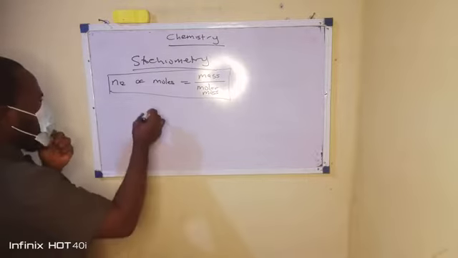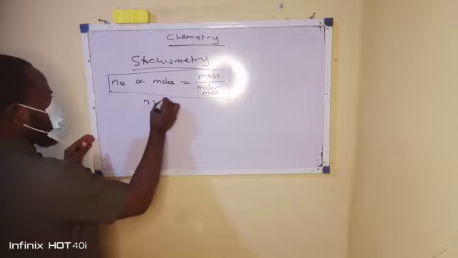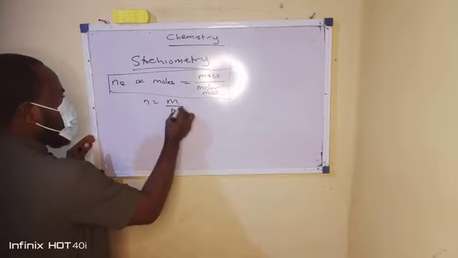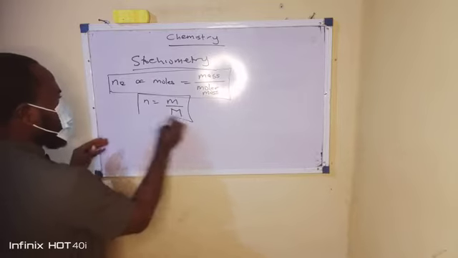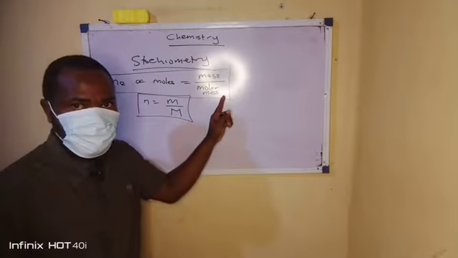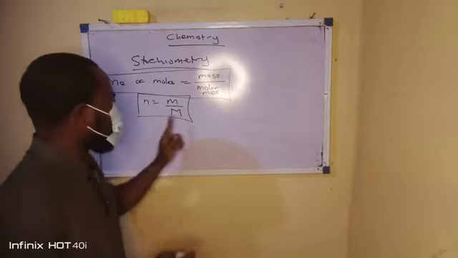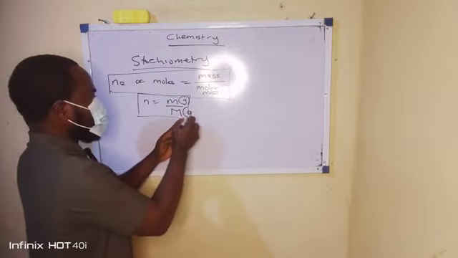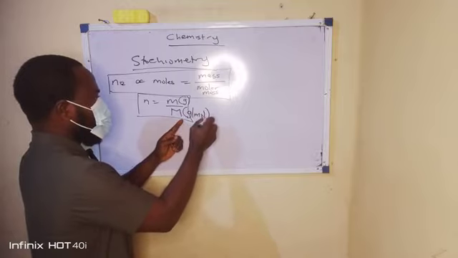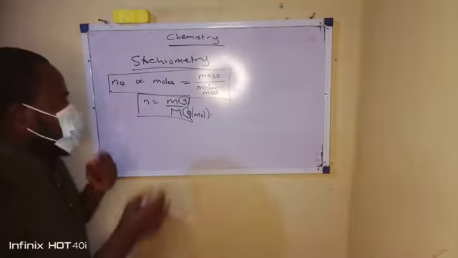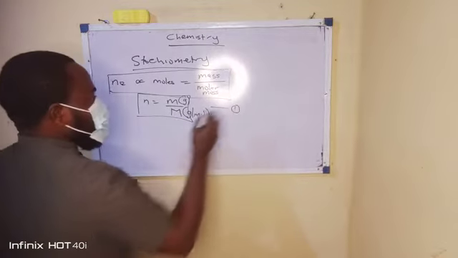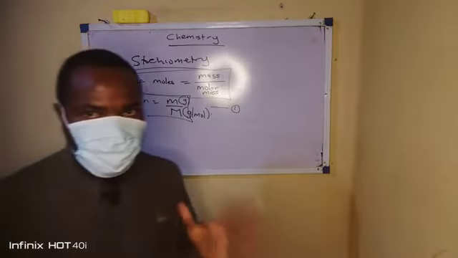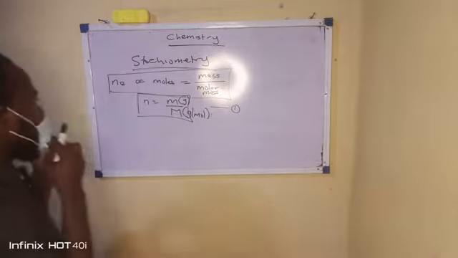So I can easily write this as n = mass over molar mass. Now, this formula and this other one are the same thing; I just use their symbols to represent them. Remember that the mass is expressed in grams, while the molar mass is expressed in what? In grams per mole. Now, this is equation number one that you must consider, very easy when you are looking at stoichiometry questions.